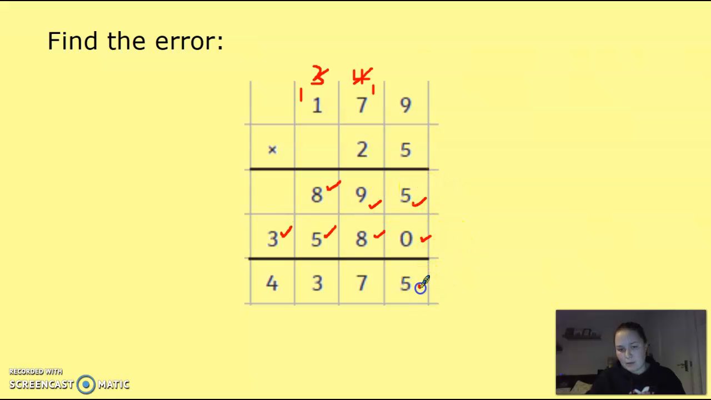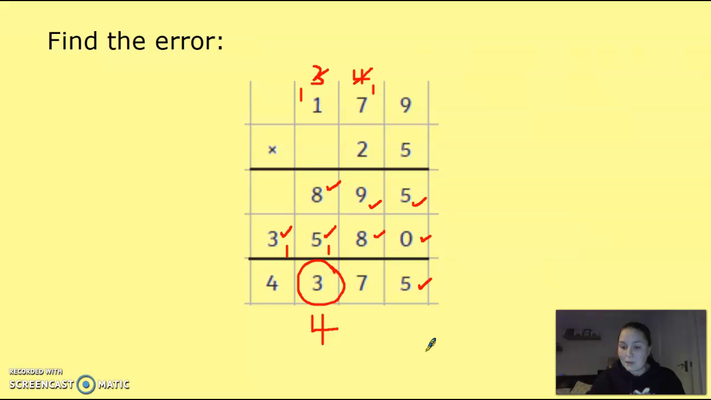5 add 0 is 5, happy. 9 add 8 is 17, so carry a 1 over. 8 add 5 is 13, plus that 1 is 14. So here is my mistake. That should be a 4, 14, and then 3 add 1 is 4. And that's right. So I've found my mistake there and I've corrected it.